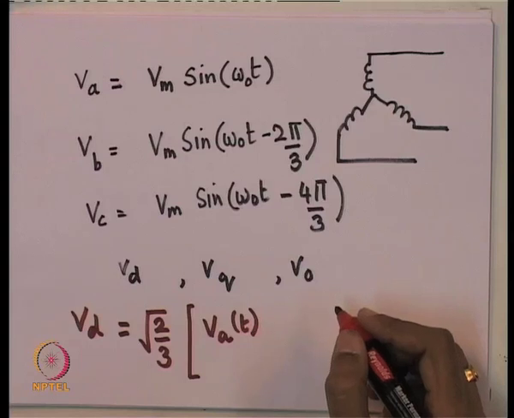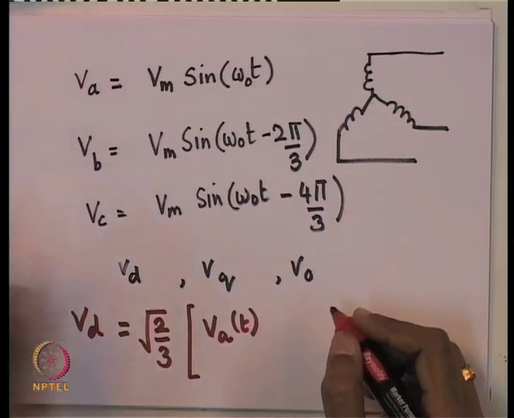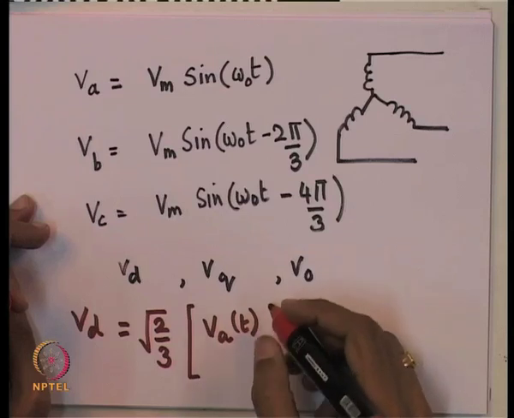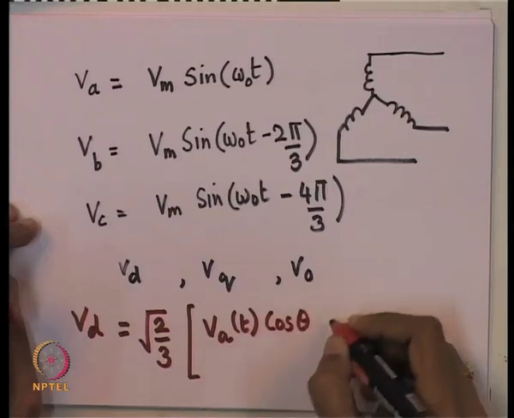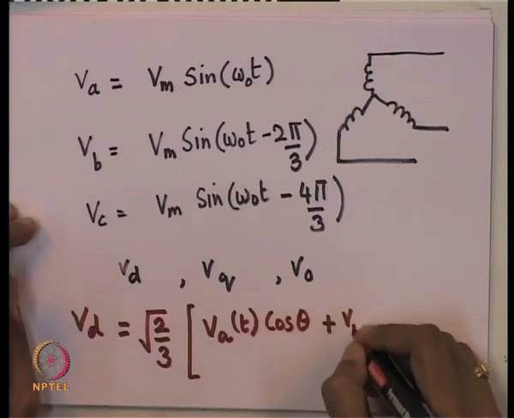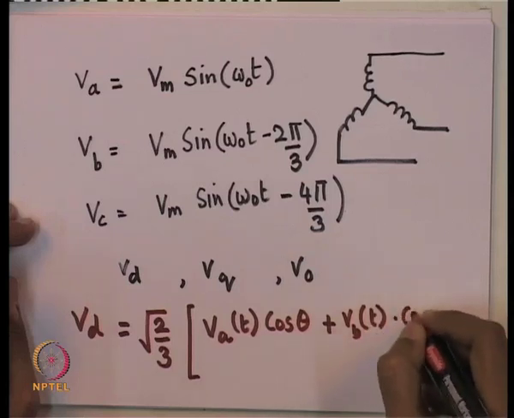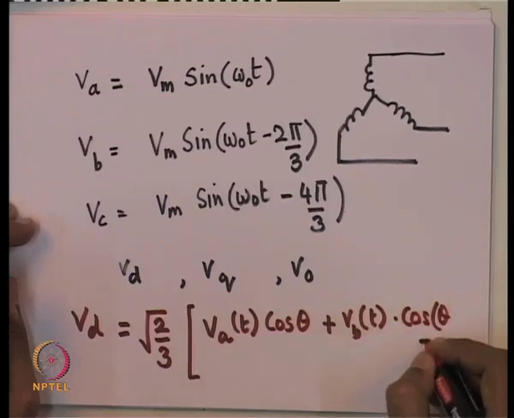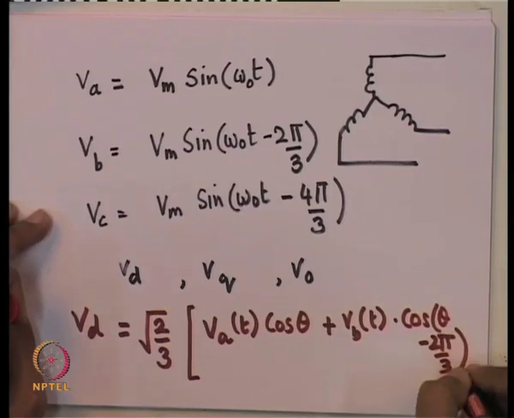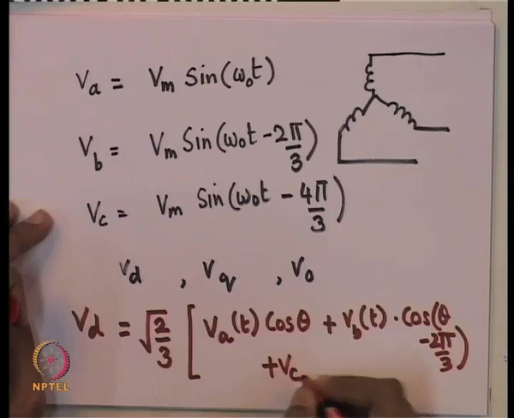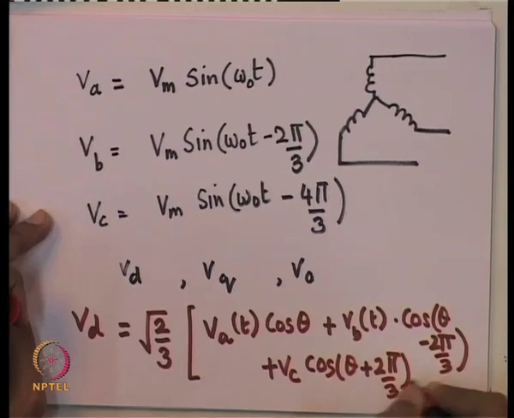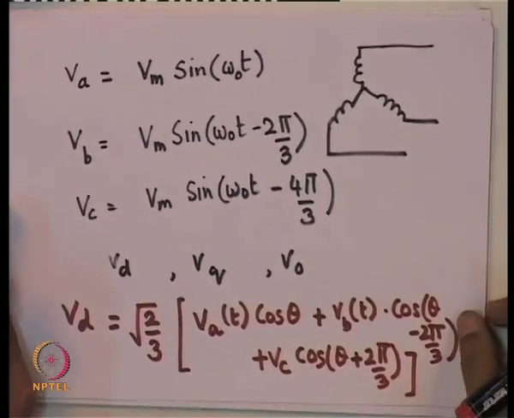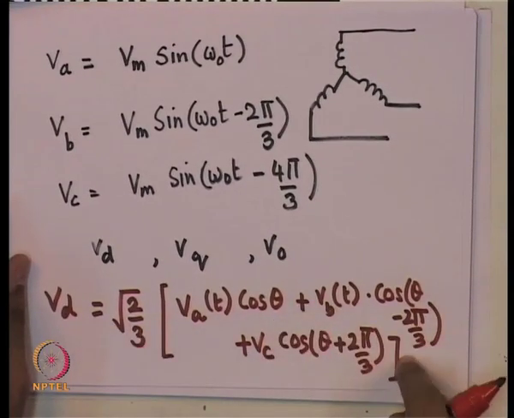V a of t into cos of theta plus V b of t into cos of theta minus 2 pi by 3 plus V c into cos of theta plus 2 pi by 3. Okay? So, you have V d is equal to this.